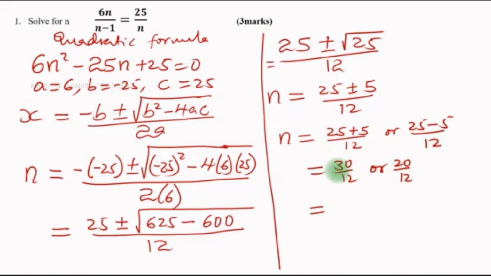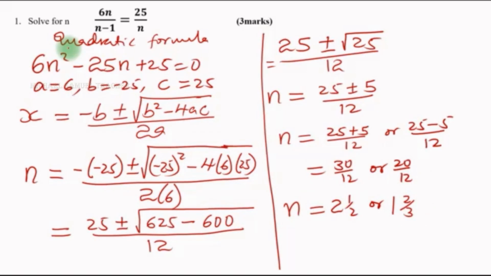In the simplified way, 30 over 12, 12 goes 2 times, remainder 6, 6 over 12, which is the same as a half, or 12 goes 1 time, remainder 8 over 12, which we shall have as 2 over 3. So that's by using the quadratic formula.